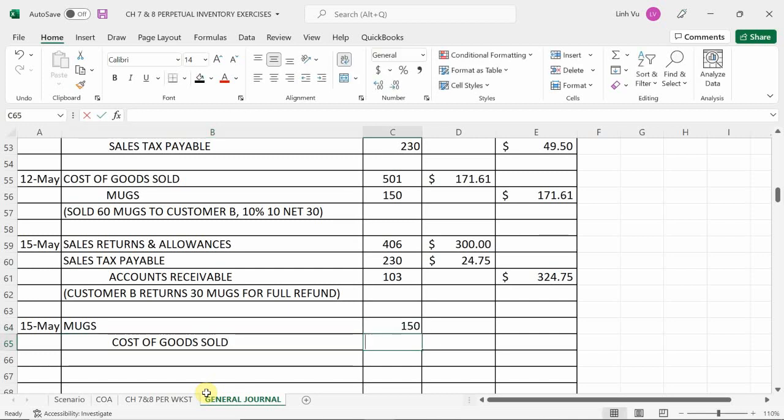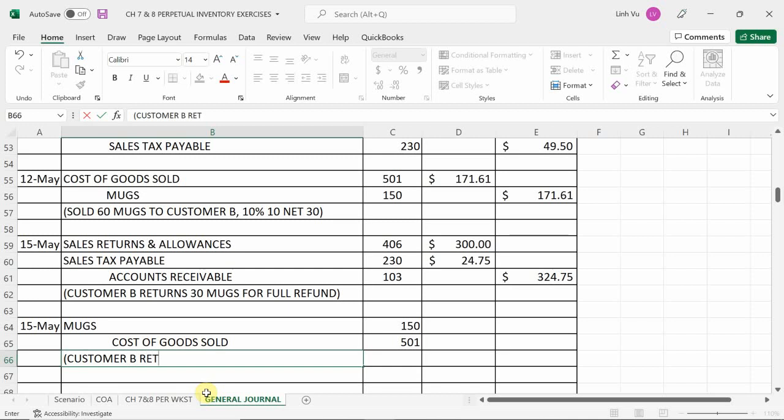Right? And I need to make a note that customer B returned. In this case, you don't even need to make a note that customer B returned it. You could just say that you returned it. But in this case, I'll just put customer B returns 30 mugs.